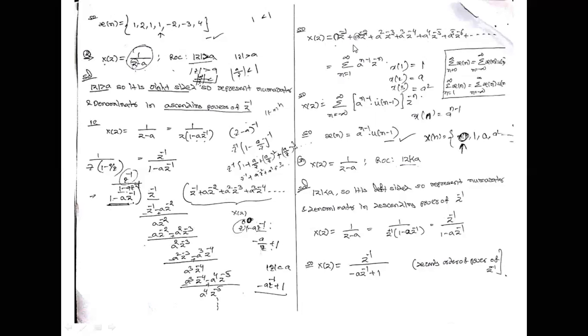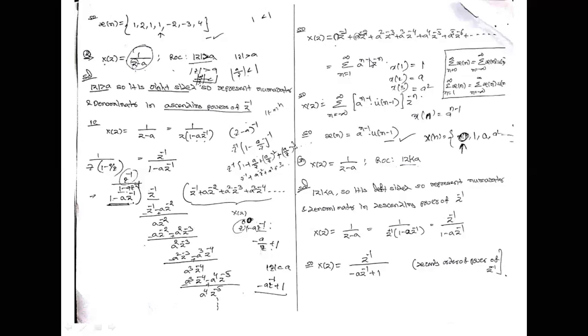1 to infinite. The z value, see here the z power minus 1, minus 2, minus 3, minus 4, and so on, goes on. It's a decreasing value. And what about the a you can observe here? The a value is increasing in ascending order. See, a power 0, a power 1, a power 2, a power 3, and so on. So I started here, n is equal to 1 means a power 1 minus 1. Then only you'll get the a.